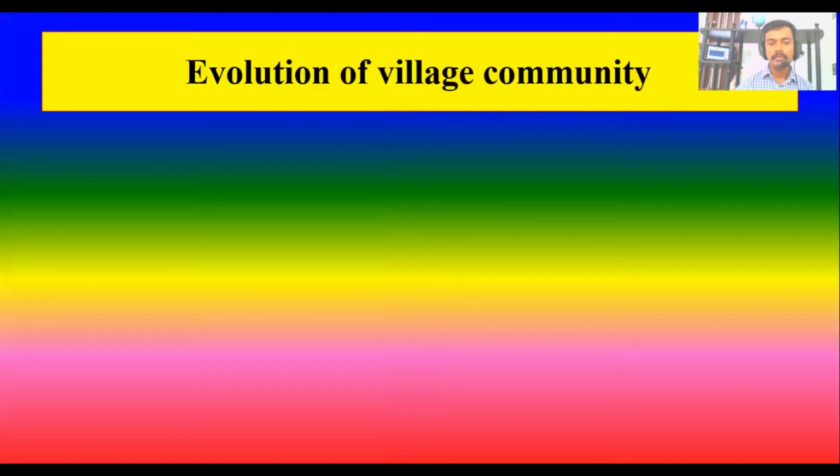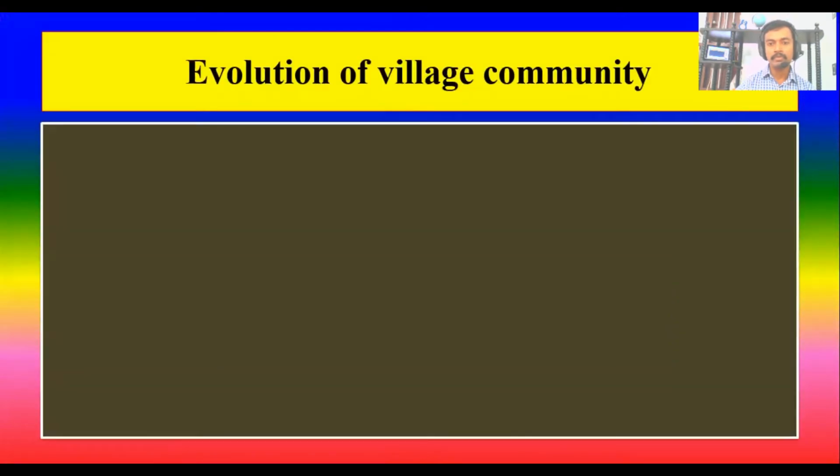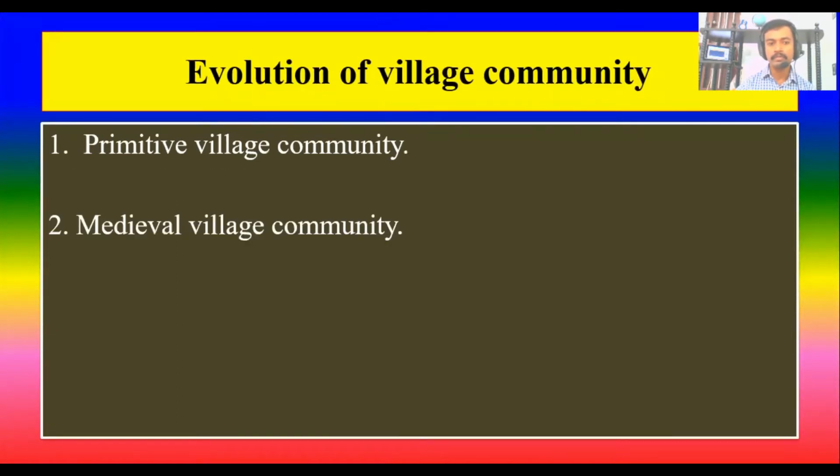Then evolution of village community, which means growth. First, primitive village community, which means a very old one, the Stone Age. Second, midway village community. These village communities were governed by kings in India. Third, modern village community. We know that we are living in modern villages, which are computerized, mechanized.